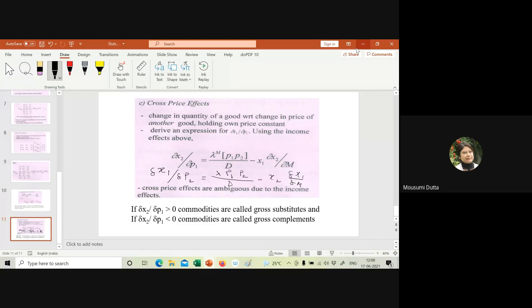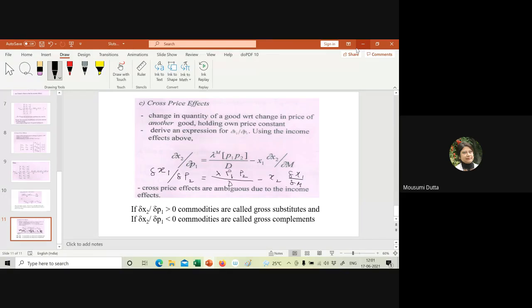So you are getting this one? Yes, ma'am. Okay. So both the equations are done for x1. For x2, you have to derive the similar kind of equations. Please derive those two Slutsky equations too: one for x2 with respect to p2 and another for x2 with respect to p1. And that will complete the entire learning for Slutsky equation in a two commodity world.